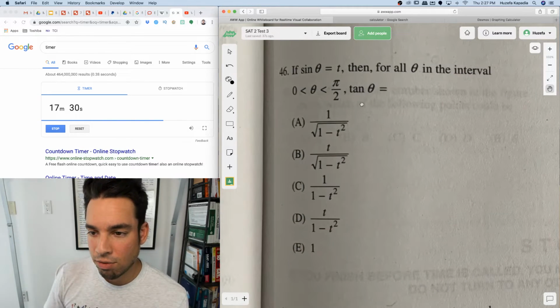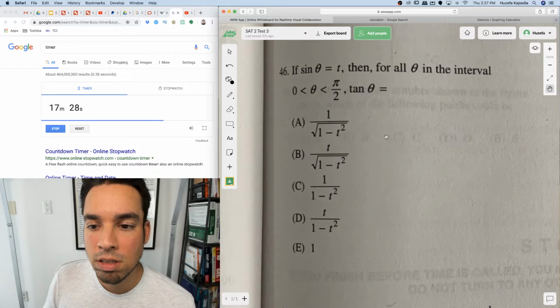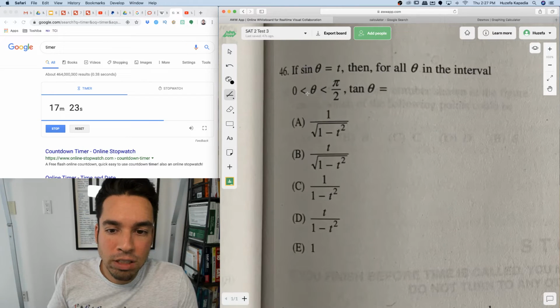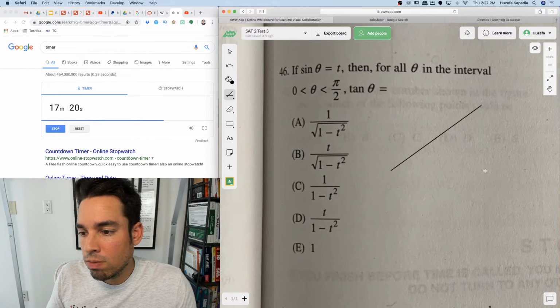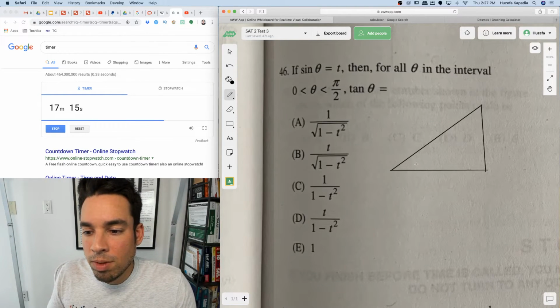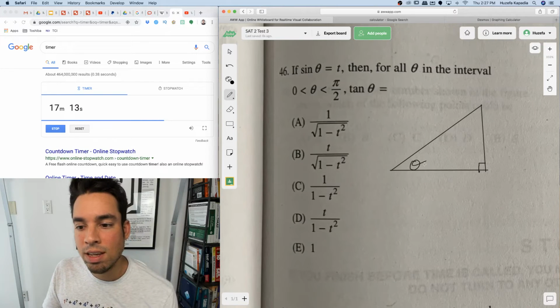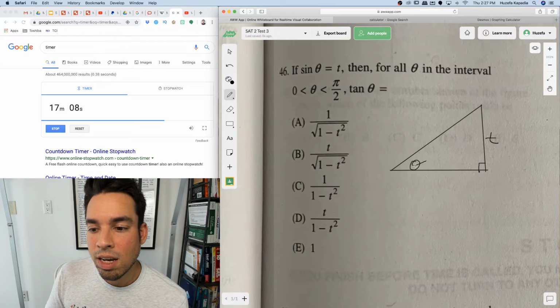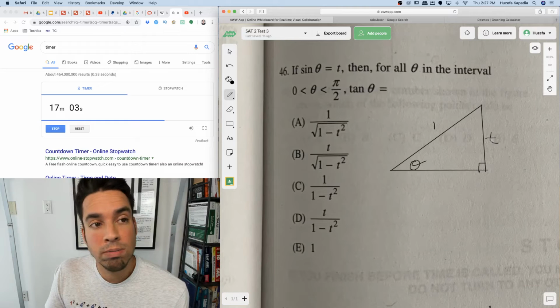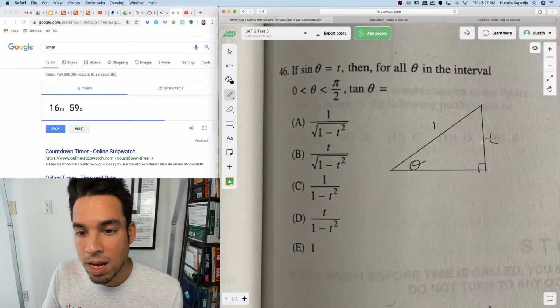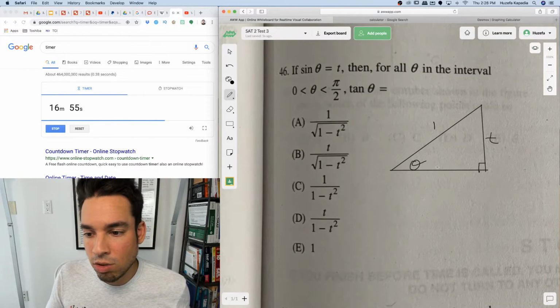Sine of theta equals t, then for all theta in the interval, tangent of theta equals what? Oh yeah, I know how to do this. Okay, check this out. We're going to draw a triangle whenever we get something crazy like this. I'm going to call this theta and make a right triangle. It's saying sine of theta is t. Sine is opposite over hypotenuse, so maybe the hypotenuse is 1. I'm just making this up. I could have also made this t squared and this side t. It doesn't matter. But I'm going to say this is t over 1, which is t. So sine of theta is t.